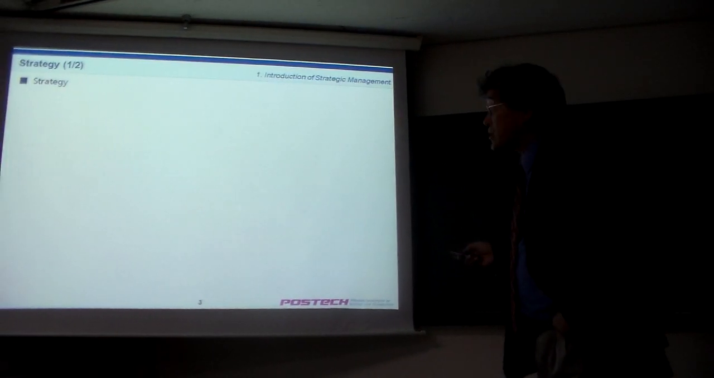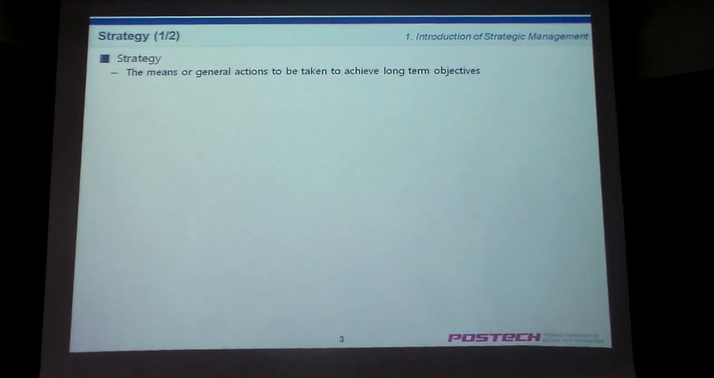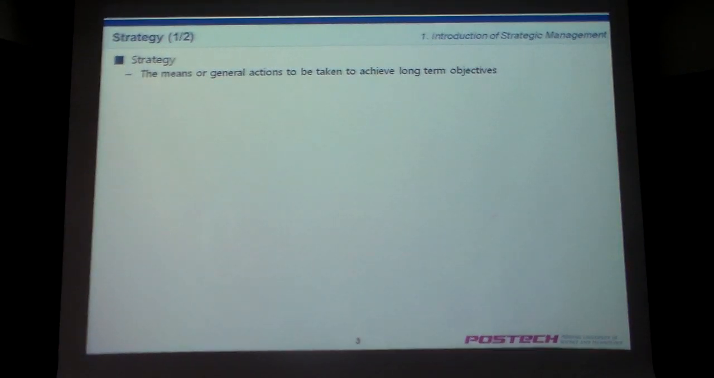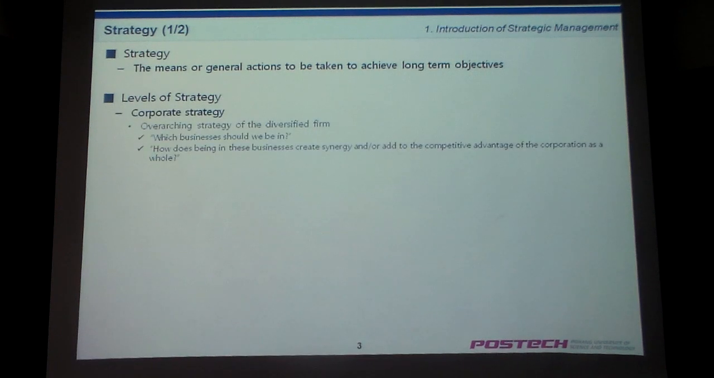Strategy. What is strategy? Strategy is the means of general actions to be taken to achieve a long-term objective. That is called strategy. And there are 3 levels of strategy. Corporate strategy is the strategy of a diversified firm: which business should we be in, and how does being in this business create synergy and lead to the competitive advantage of the corporation as a whole.